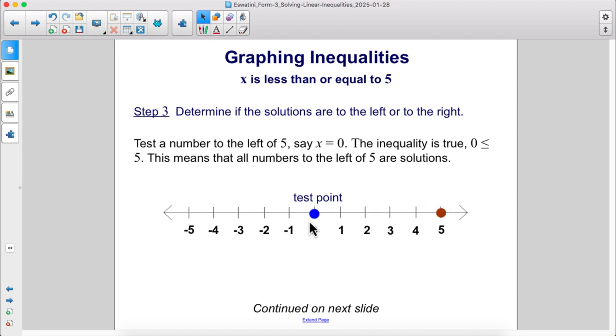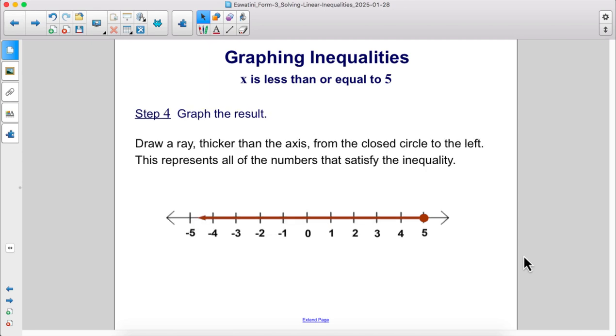Let's test x equals 0. 0 is less than or equal to 5. Therefore, all of the numbers to the left of 5 are solutions. Finally, graph the result. Draw a ray thicker than the axis from the closed circle to the left. This represents all of the numbers that satisfy the inequality.